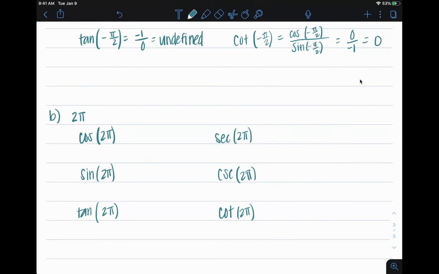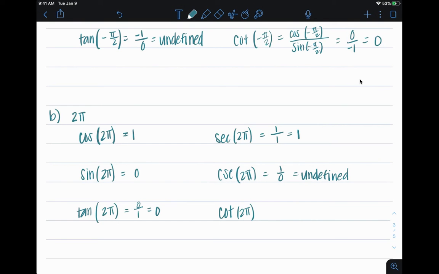So our coordinates are 1, 0, which means cosine is that x value, which was 1. Sine is the y value, which is 0. Tangent of 2 pi, sine over cosine, 0 over 1, which in this case is just 0. Secant is 1 over cosine, so 1 over 1, which gives you 1. Cosecant is 1 over sine, which is 1 over 0. What happens when you have 0 in the denominator? You get undefined.